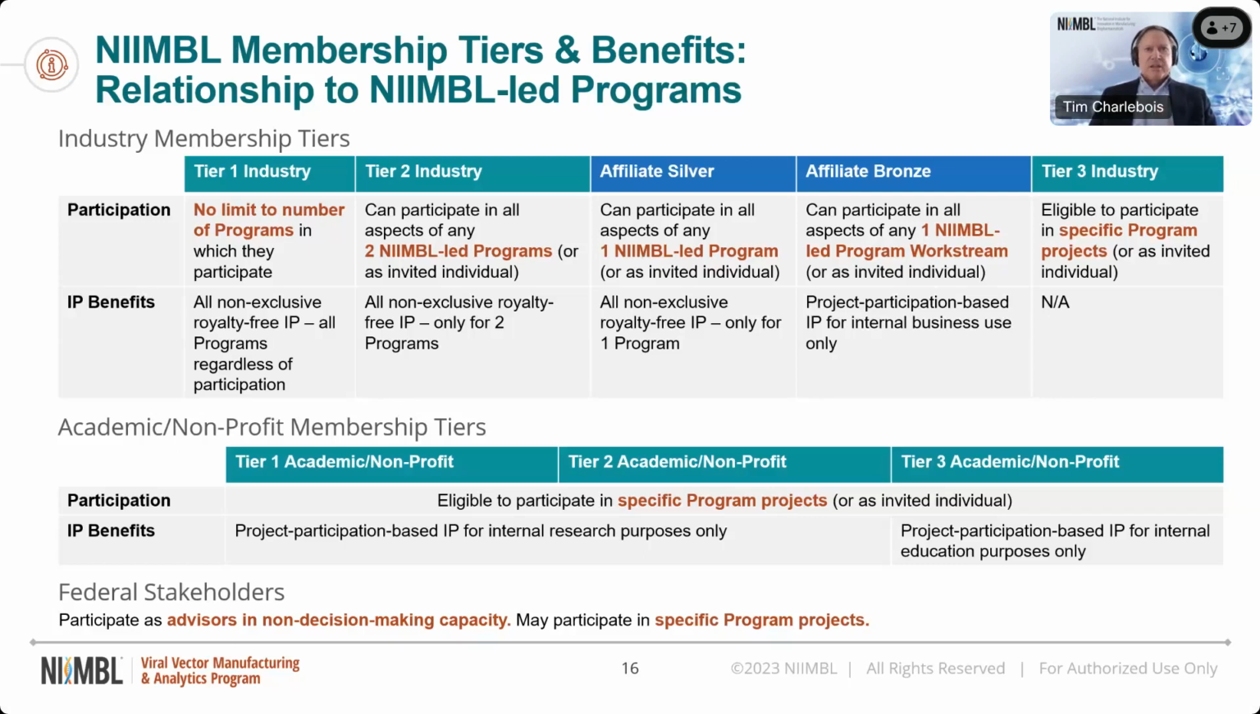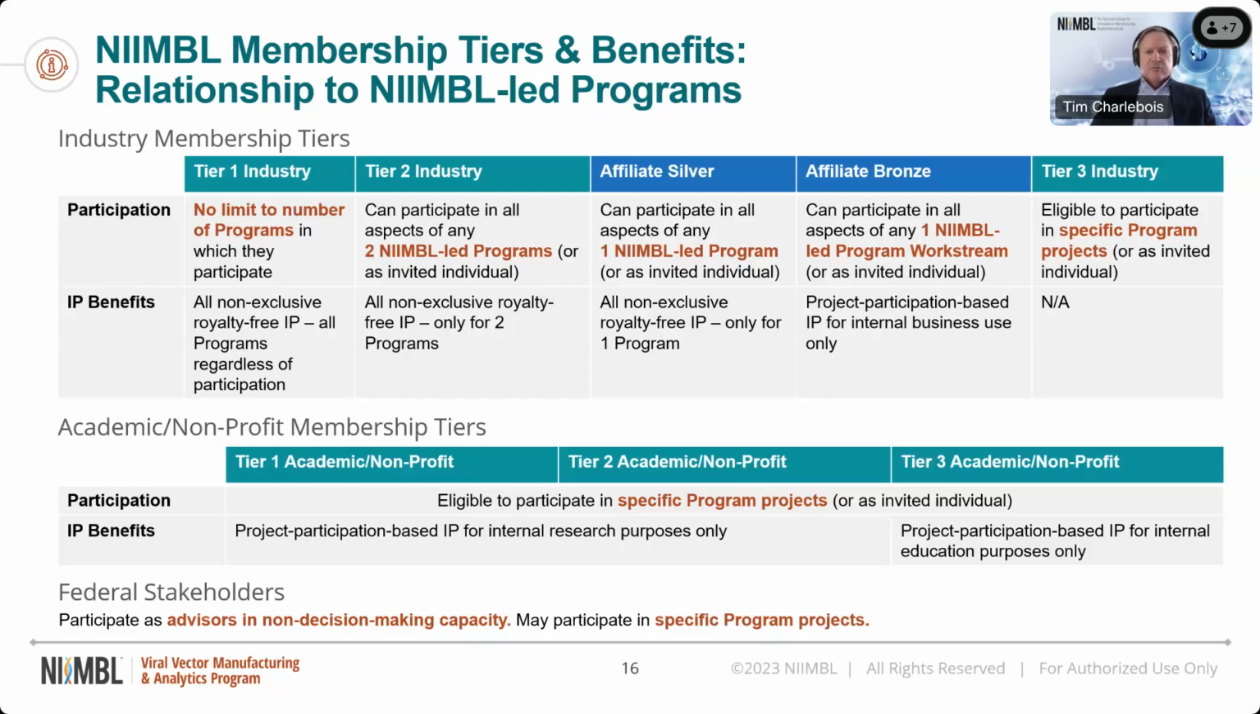They have full IP rights to anything that takes place in the programs. They can contribute, they have rights to participate in the steering committees and in the workstream leadership of all of the NIIMBL-led programs. So that would include the viral vector programs. As we move down to the next tier levels among the large industry, the tier 2 industry have those same full rights to 2 NIIMBL-led programs, the affiliate silvers to 1 NIIMBL-led program, and the bronze to a single NIIMBL-led program work stream. So this is basically where the entitlement to participate in the programs fully resides and aligns with the membership tier structure.